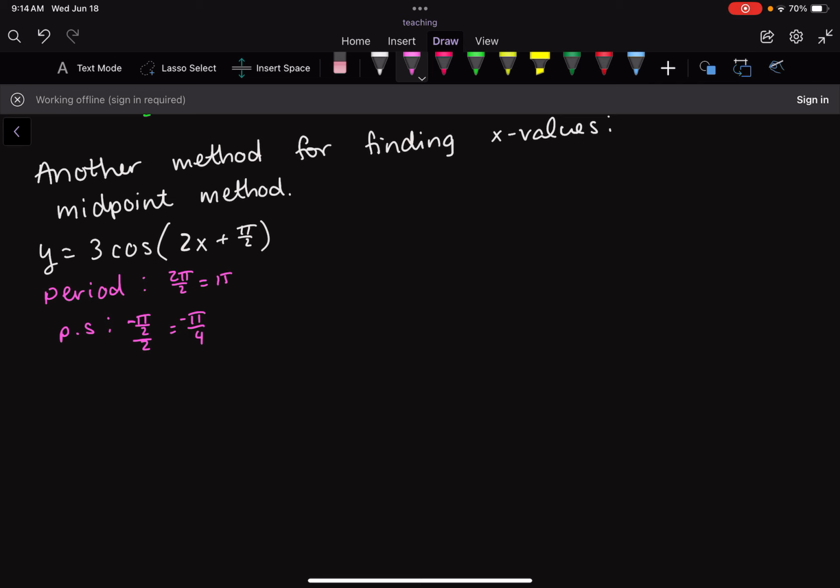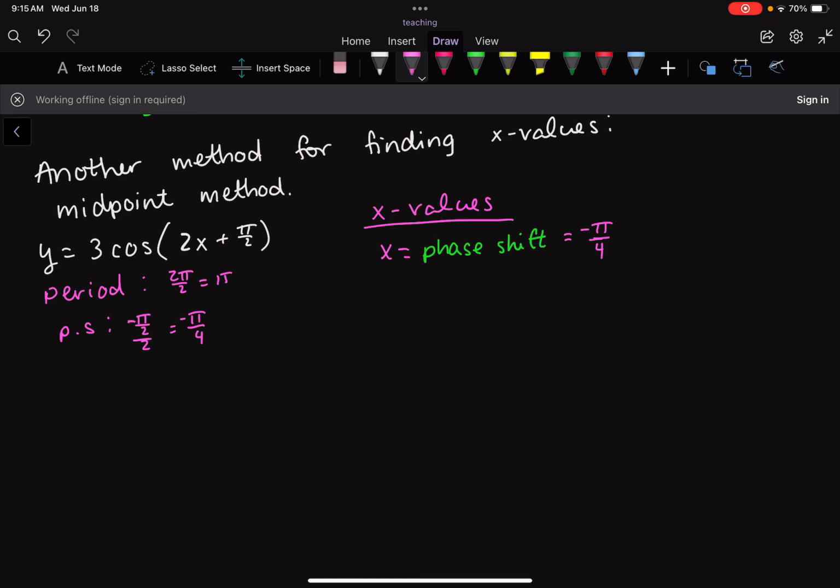So here's how it goes. I'm going to do it over here. Your first x value is whatever the phase shift is. So your first x value is your phase shift. So in this case, our first value is negative pi over 4.